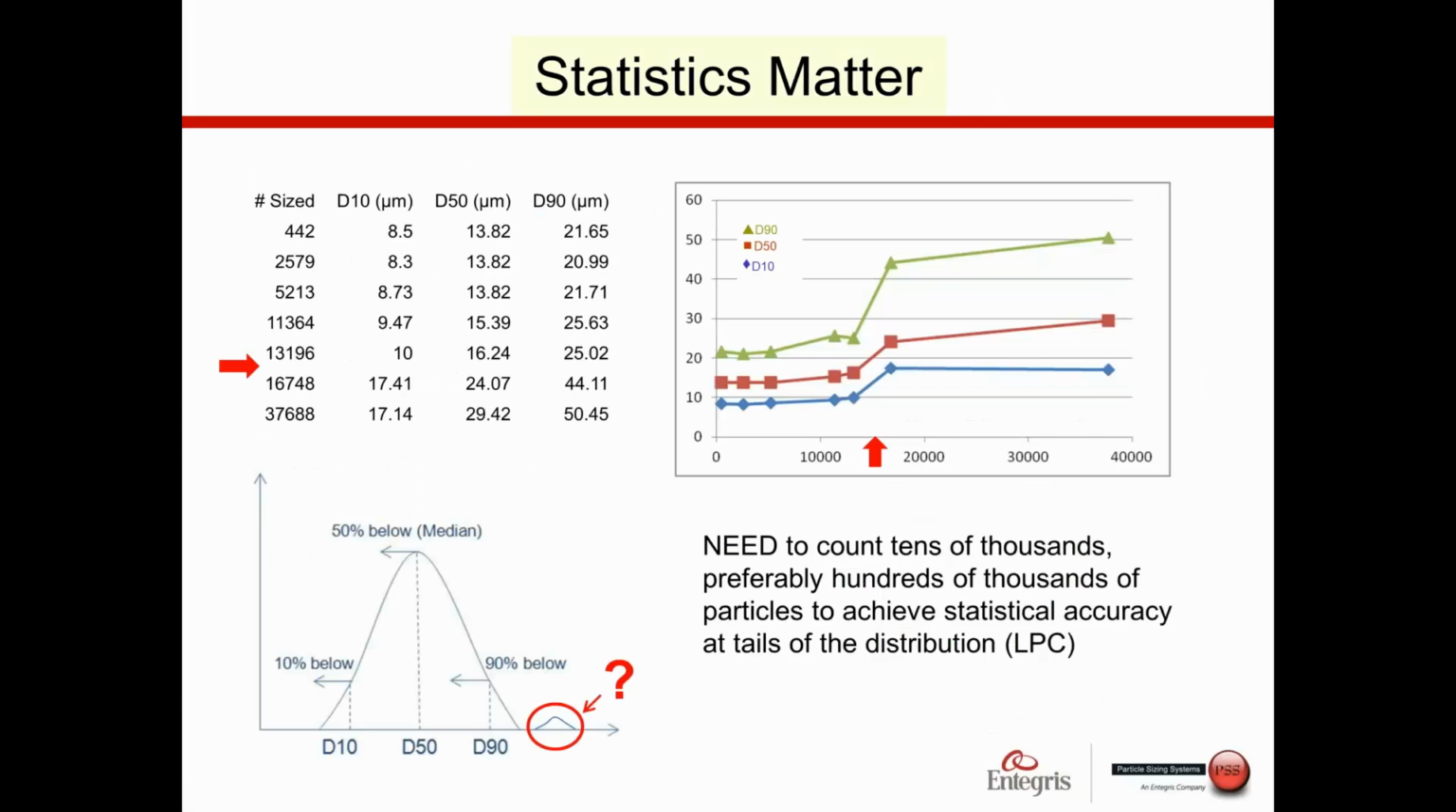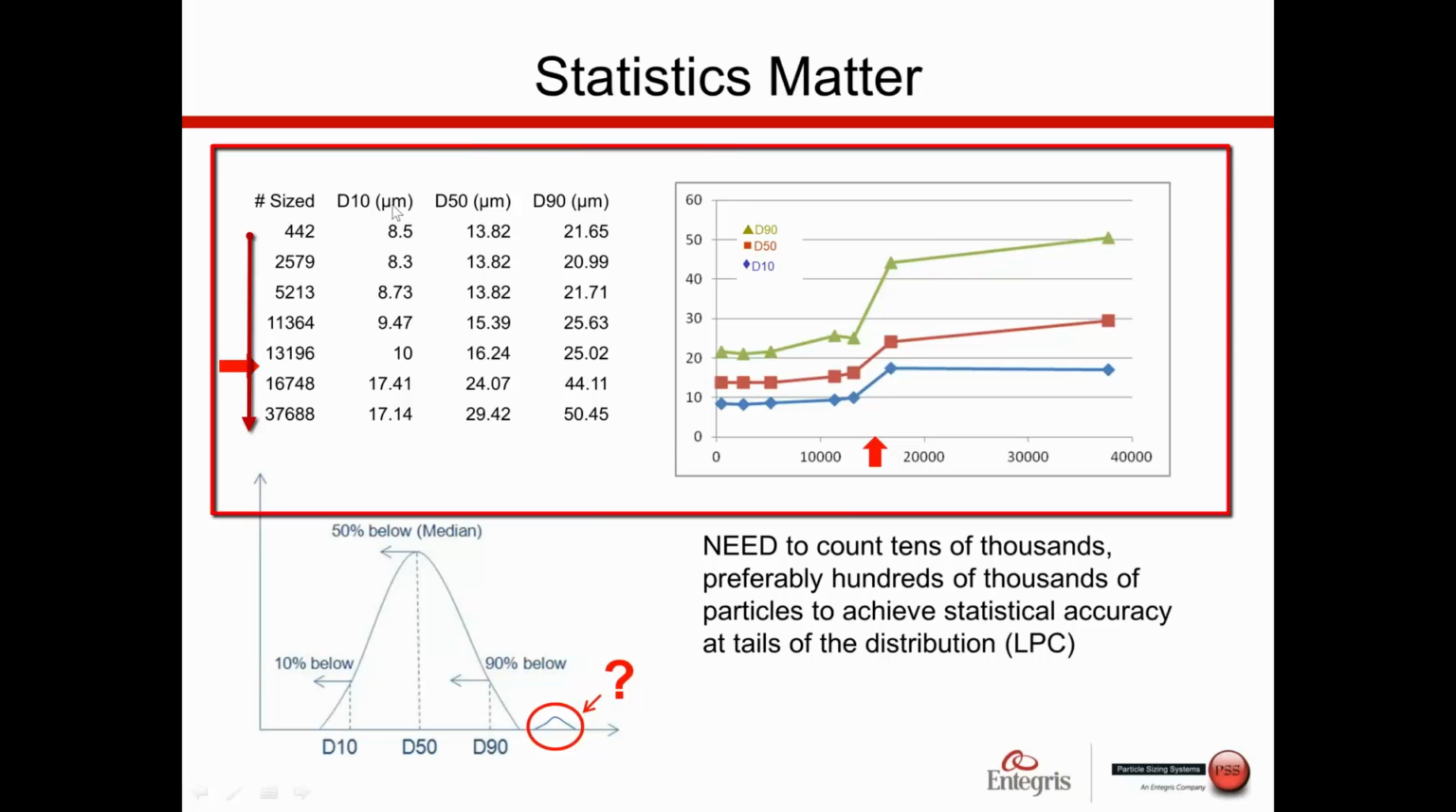Now, statistics really matter when we're making these measurements. That's a point I want to make with this slide. What you see in this graph is the D10, D50, D90, and if you're not familiar with those terms, if you look at a population, 90% of all the particles are below the D90, 50% are below the D50, making that the median, and 10% of the particles are below the D10.